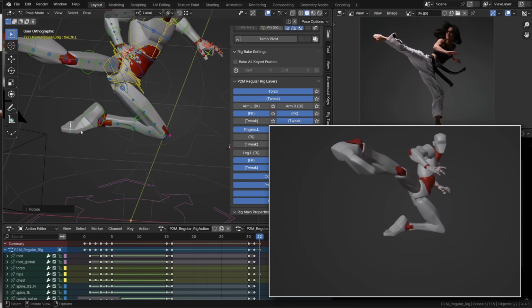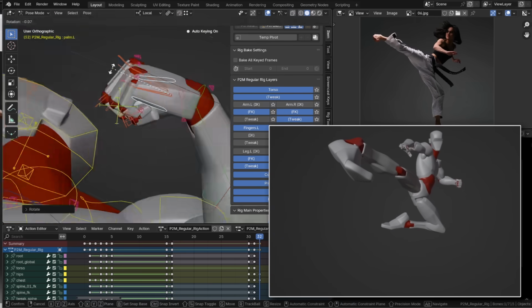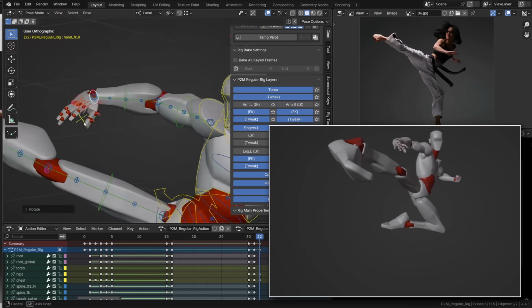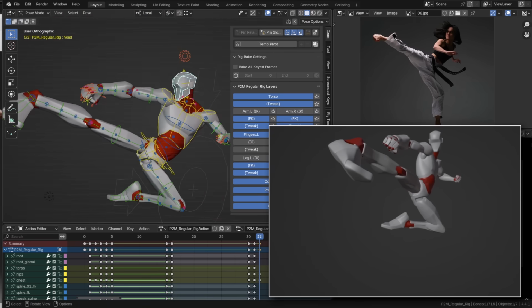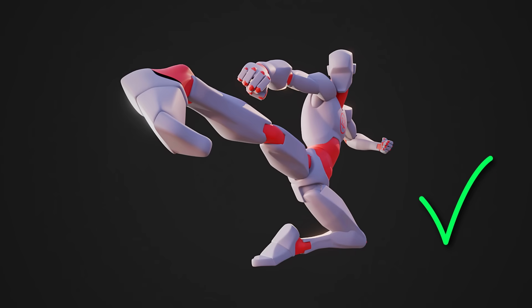Now let's push it. Let's push the silhouette further. Let's extend the line of action. Let's make big things bigger and small things smaller. Let's make sure we have no tangency. And here we are with a cool, exaggerated pose.